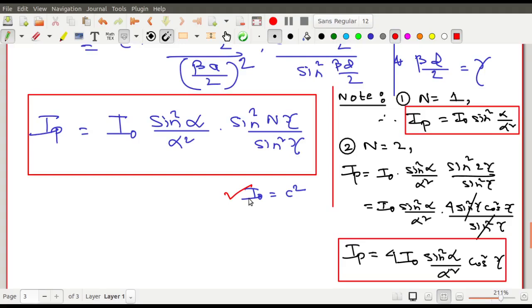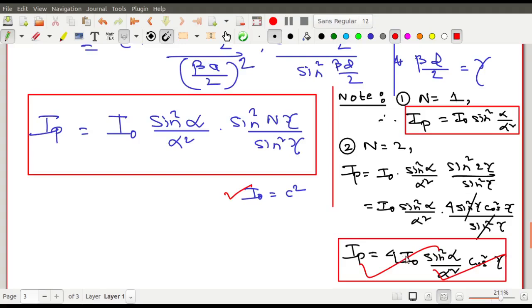If I have taken 4 c square as i0, so you just reject it and you take i0 to be c square. That means you write the double slit expression in this particular form, 4 i0, yes? If I have taken 4 c square as i0, you just cancel that 4 from there. You take i0 to be only c square in all the three cases.